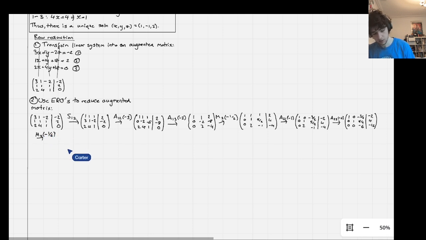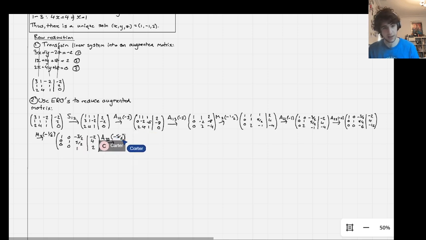So it gives us 1, 0, 0, 0, 1, 0, -3/2, 5/2, 1, and then -2 for 2. Okay. And the last thing that we can do is we multiply row 3 by -5/2, and then we add that to row 2. And doing that, it's a bit funky, but you can get 1, 0, 0, 0, 1, 0, -3/2, 0, 1, and then -2, -1, 2.